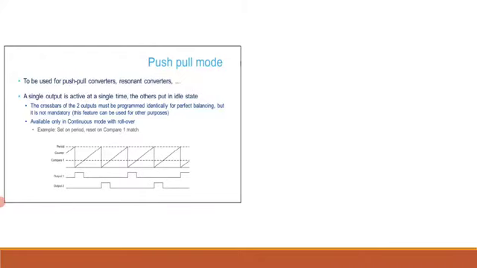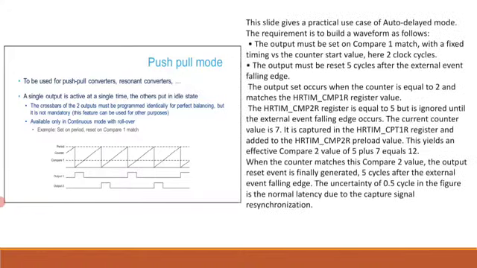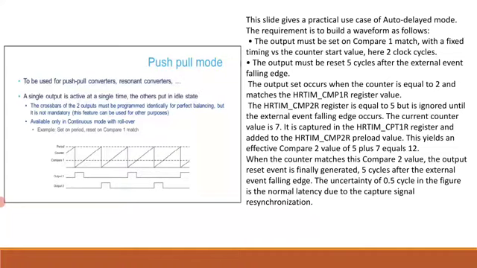The 5 cycles after the external event falling edge, with an uncertainty of 0.5 cycle in the figure, is the normal latency due to the capture signal resynchronization. The HR timer's push-pull mode simplifies the management of push-pull and resonant converters.